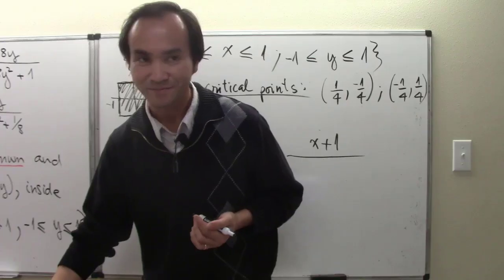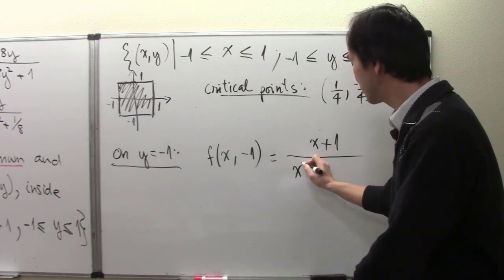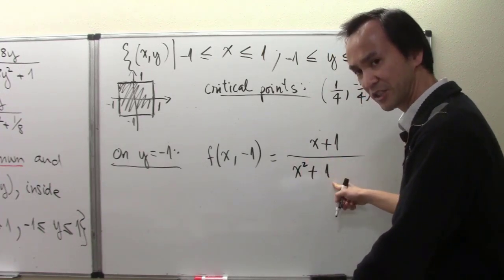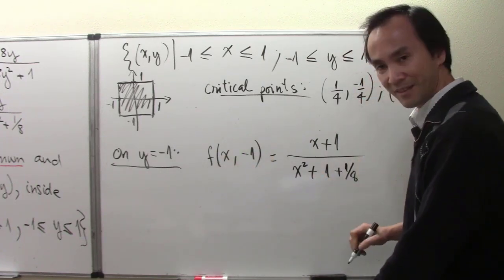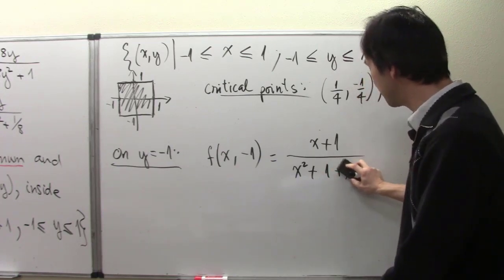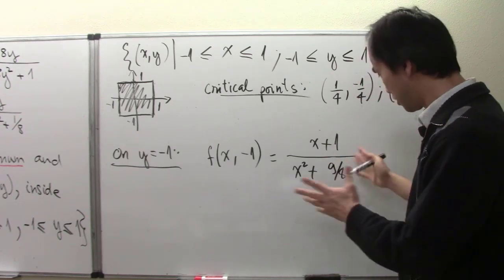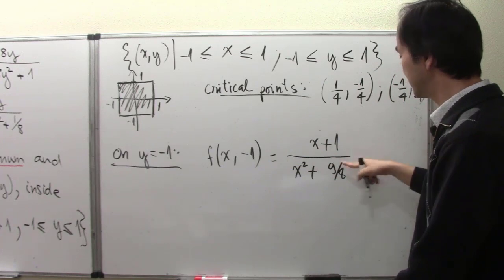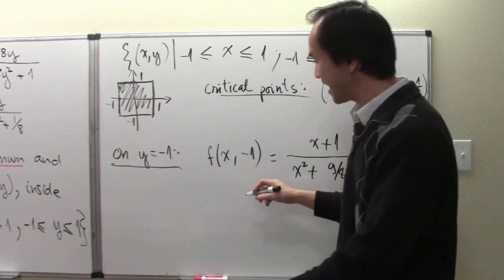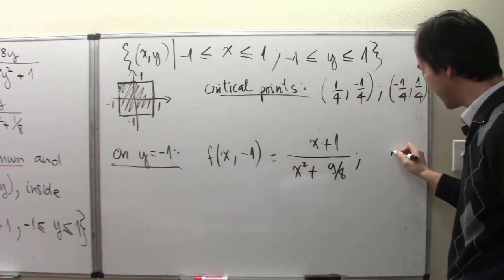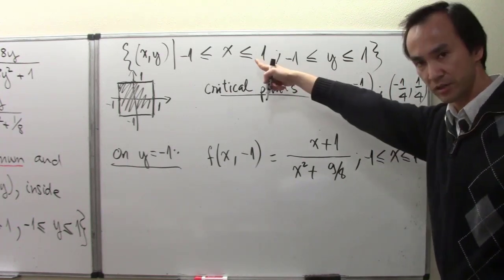All right. And so now I'm looking at x plus 1 over, now I have x squared plus 1, because after substituting negative 1 in the y squared, it becomes plus 1 plus a 1/8. Okay, and so 1 plus a 1/8 will easily become 9/8. Okay, so we've come to a function in terms of x, one variable. We eliminated the variable. And just keep in mind that on this function, x is only ranging from negative 1 to 1, according to this restriction.